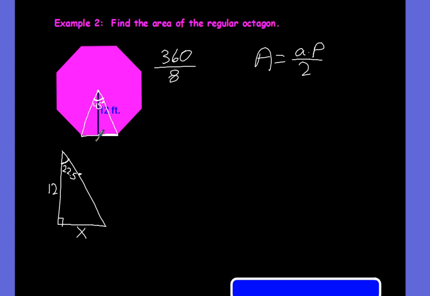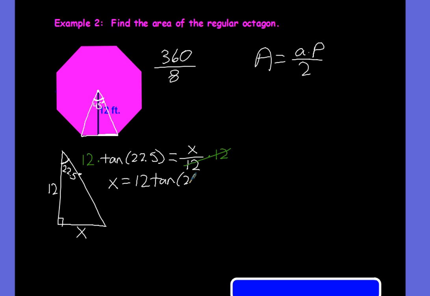All right, so we can do a little trigonometry down here. So you might want to write SOHCAHTOA. This is going to be a tangent problem, right? Opposite over adjacent. So I would say the tan of 22.5 equals x over 12. Okay, solving that for x, we multiply both sides by 12. So I'm going to rewrite that as x equals 12 times the tan of 22.5.